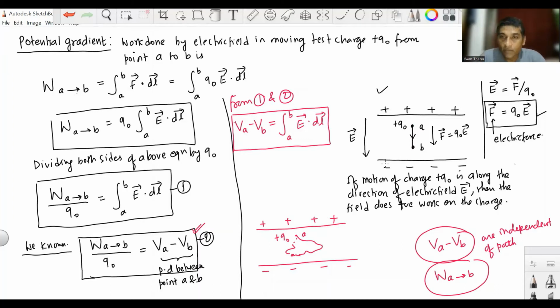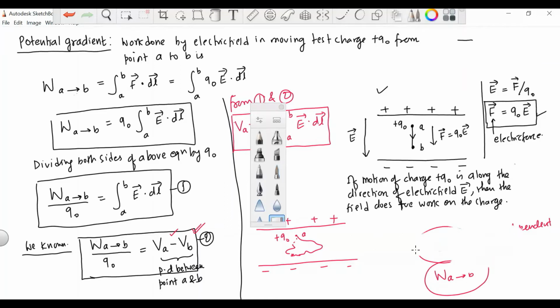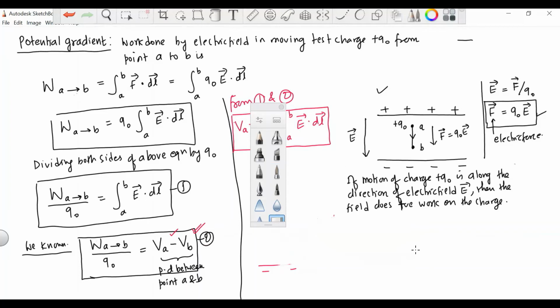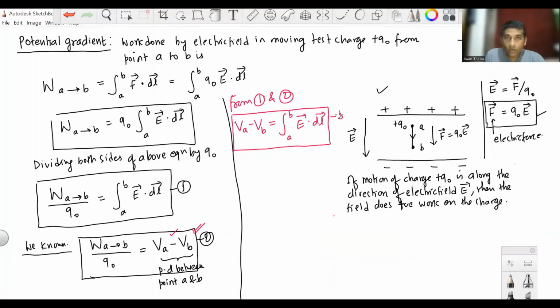So we need to understand this. So VA minus VB and W, that is work done in moving positive test charge from A to B, are independent of the path. So we need to know this. So I'm erasing this. Now let us call it equation 3.